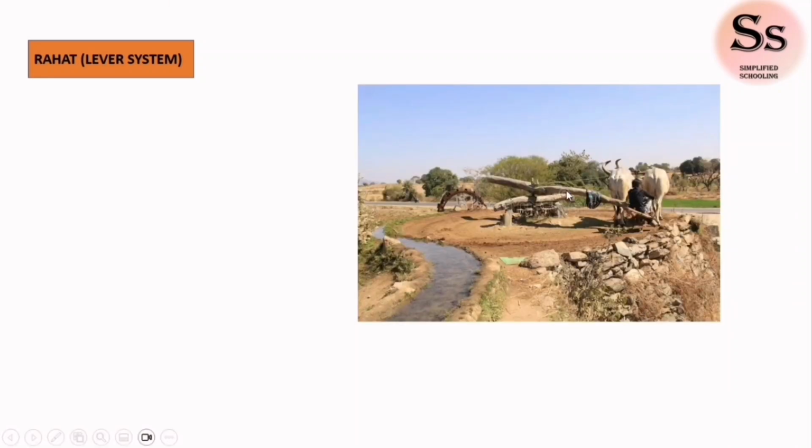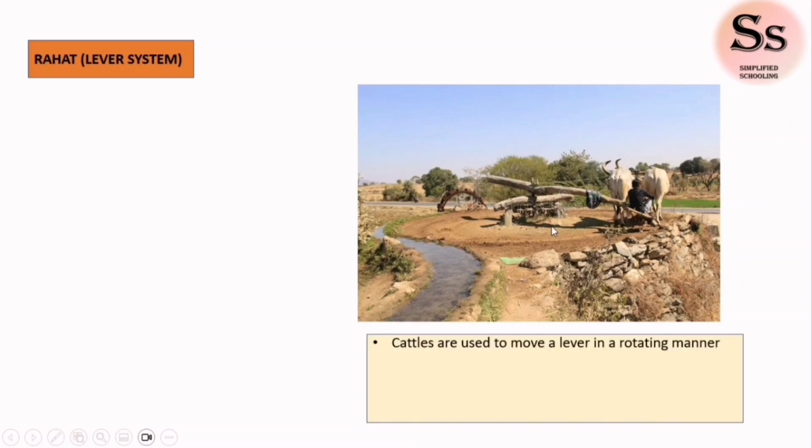Now the fourth one is Rahat. It is also known as the lever system because in the Rahat system, cattle are used to move a lever in a rotating manner. So now what is a lever? A lever is a rigid body capable of rotating on a point on itself.